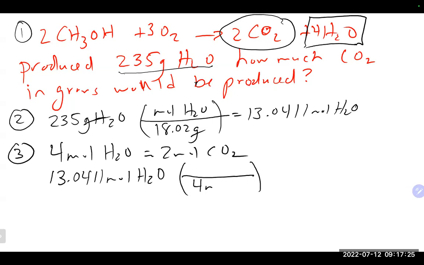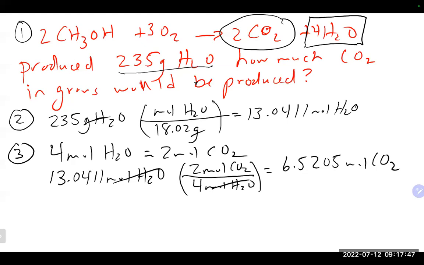So that would be the 4 moles of water down on the bottom. Up on top there would be our CO2, and that is the big stoichiometry part right there. So we're going to take this times 2 divided by 4, and that gives us 6.5205 moles of CO2. Any questions so far? At this point, once again, we're interested in grams, so we do need to do step number 4, which is to take those moles and convert them into grams.